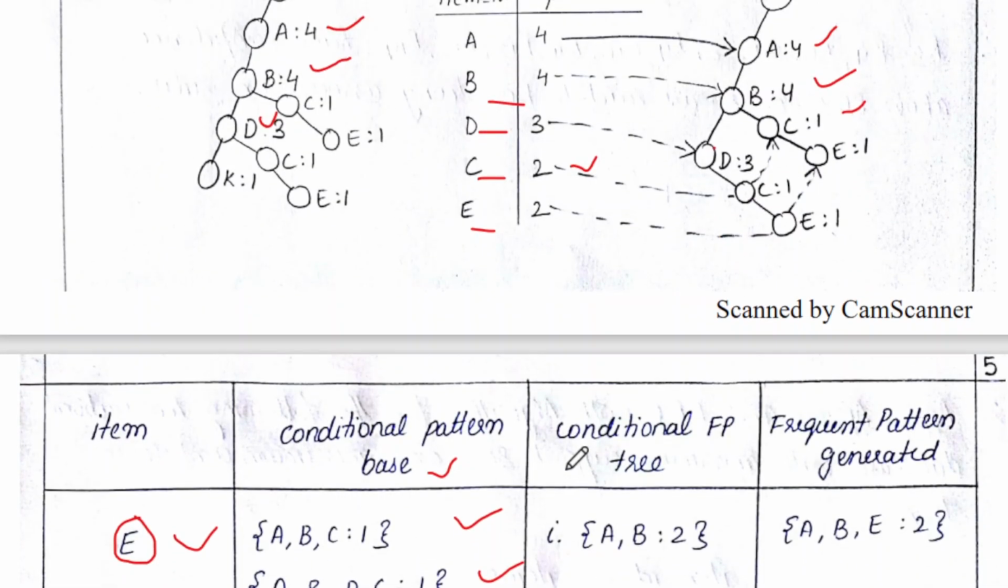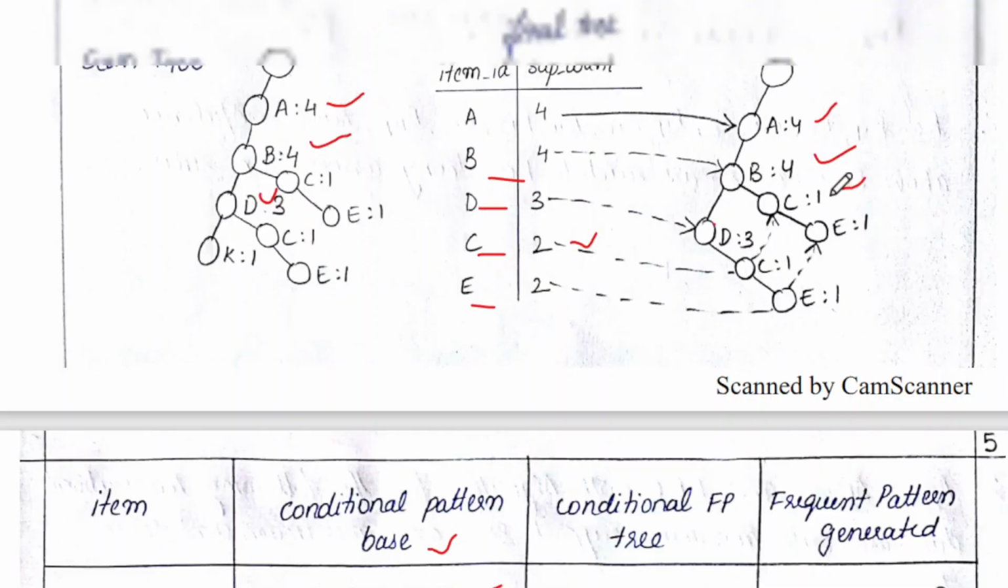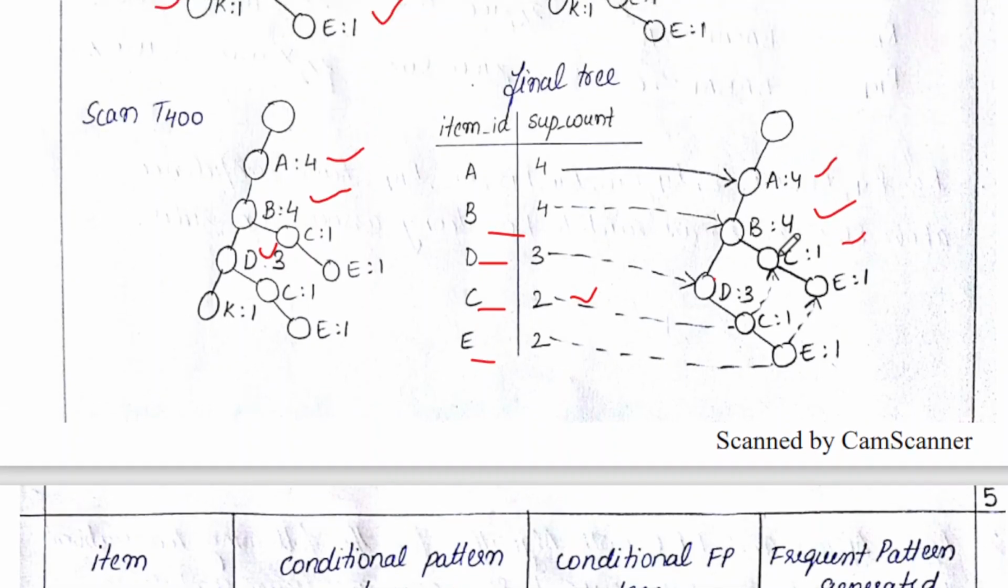So let us see in the final tree how many paths there are where the E node is generated. This is the first path: A, B, C and E. But I will write only till here, there is no need of writing this E node again. This is one path, and the other path is A, B, D and C. But what is the count of E here? It is already 1. The same count value I am going to write here. This is the way to write the conditional pattern base.